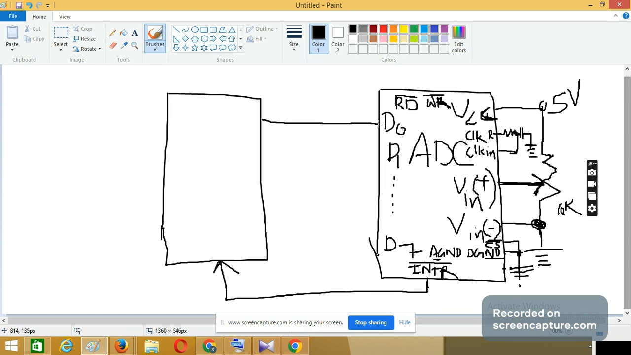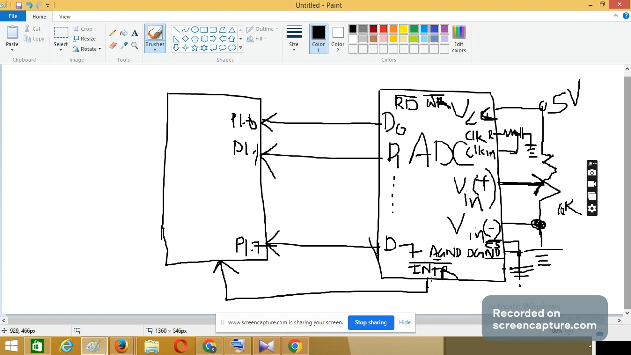Now D0 to D7 we will connect to some port of the microcontroller. Let us say I am connecting it to the P1 port: P1.0, P1.1, etc. up to P1.7. Now remember, ADC converts the analog signal to digital and gives it to the microcontroller, and the microcontroller takes it, that means reads it. That means P1 is the input port for the microcontroller.